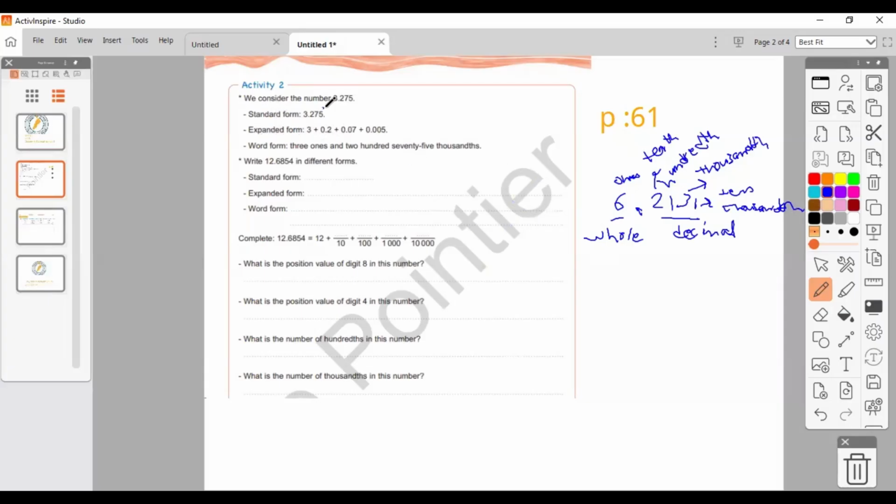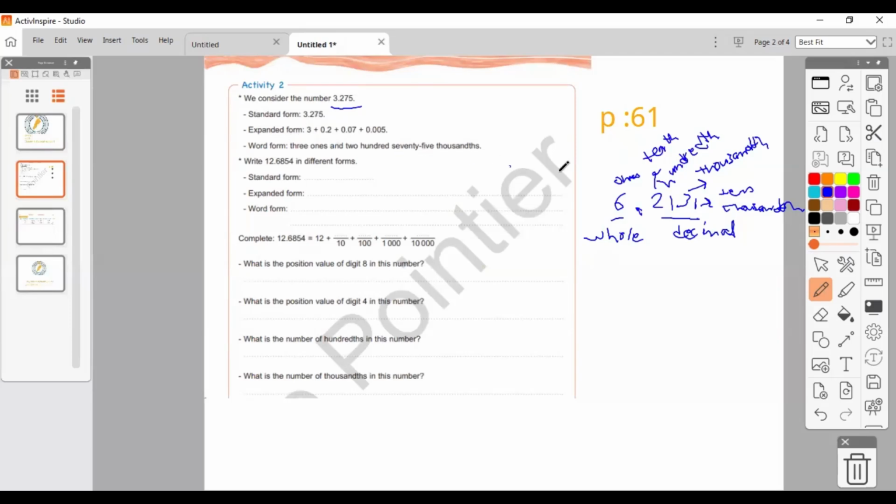Now we are going to solve directly this activity, activity 2, page 61. We have this number, which is a decimal number. It can be written in 3 forms, as we used to take in the last lesson before we take the decimal number, yani whole numbers. We write them in standard form, expanded form, and in word form. Standard form is the form that we all know, yani we write it like this.